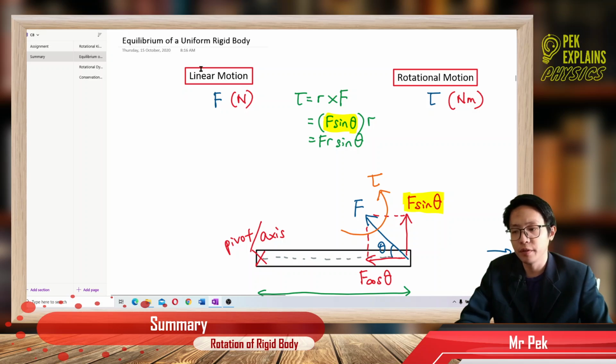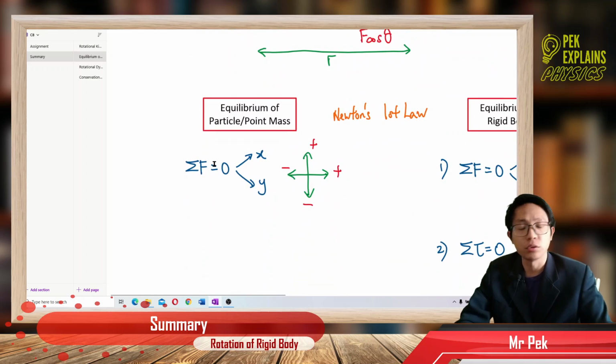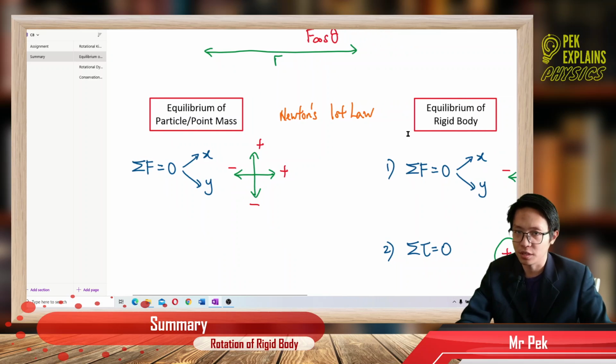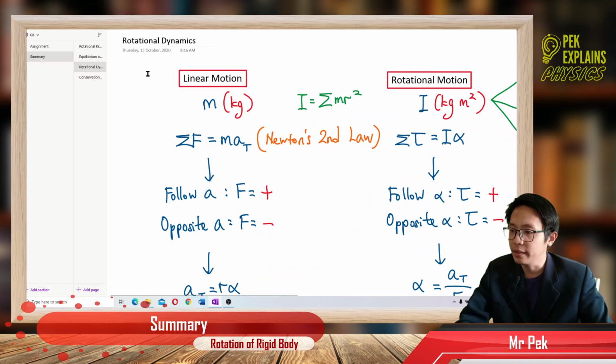Also, we have learned in the previous chapter forces. We learned about equilibrium. When reach equilibrium, the total force is 0. We have also the terms in rotational motion. Then it's about rotational dynamics.